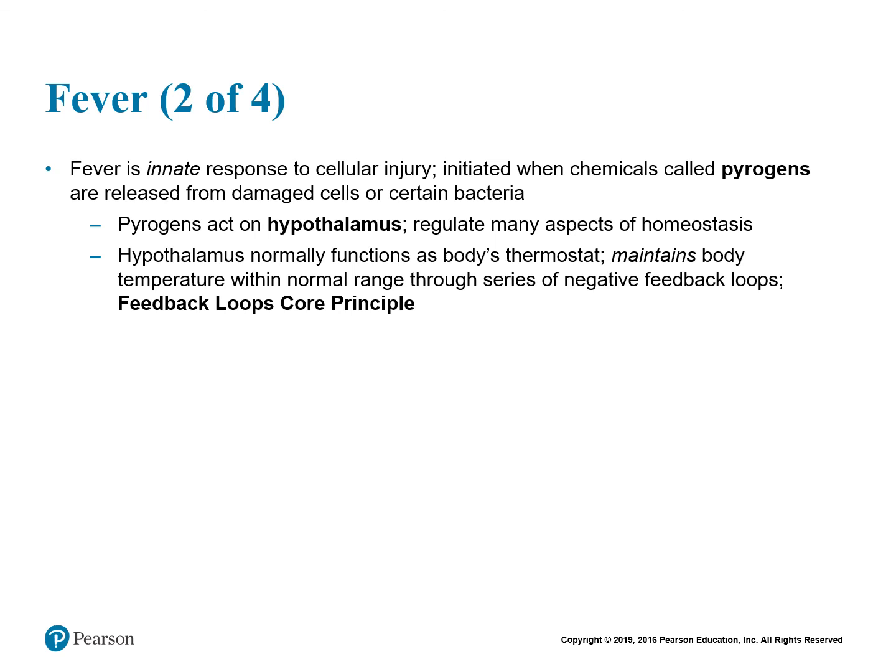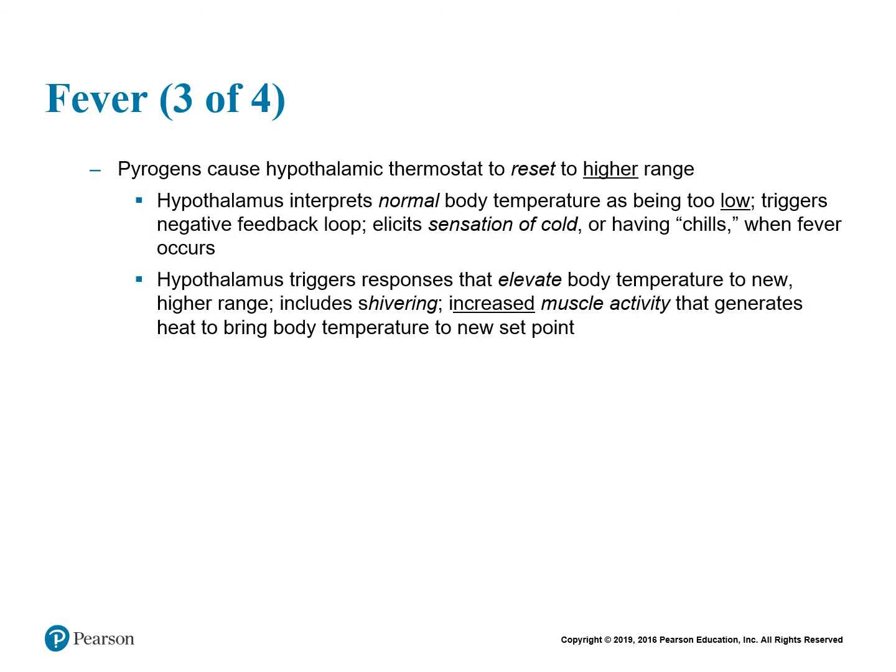You start getting too hot, you start to sweat, vasodilate. You start getting too cold, and you start to shiver to try to bring up your body temperature. So again, once your hypothalamic thermostat is reset higher because of the pyrogens, it's going to think your normal body temperature is cold, because your threshold is now higher. So you're going to feel cold, and you're going to have chills, or you're going to start to shiver because your body thinks it's cold, even though you may be at a normal temperature. As soon as you start feeling cold, your body starts to shiver, you start generating more heat, and your body temperature goes higher until you reach that certain temperature.